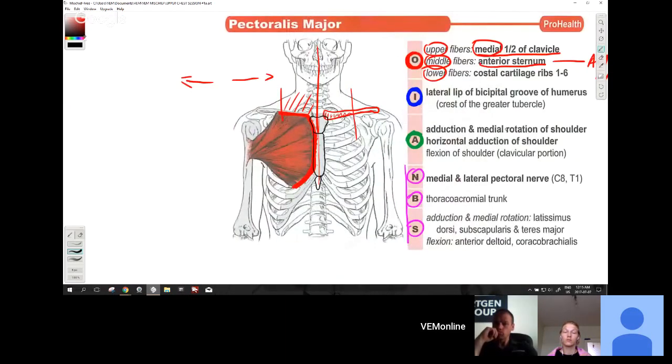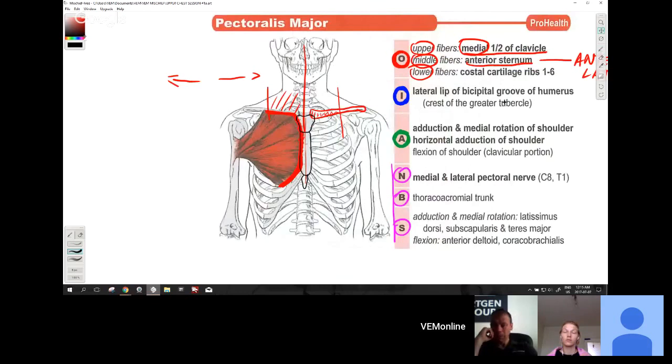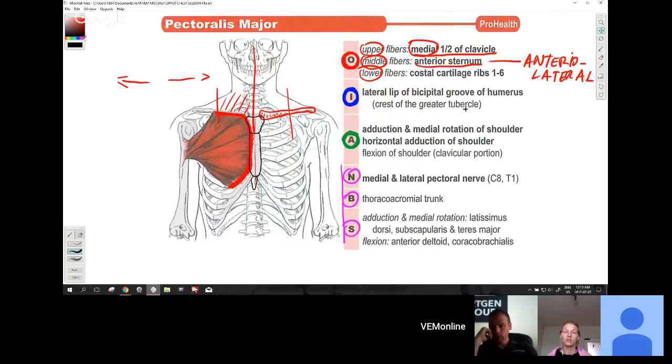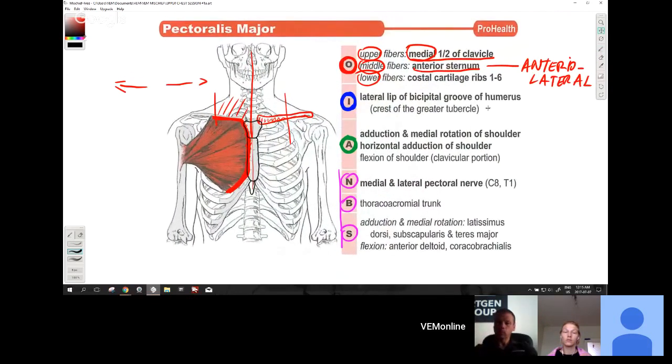And the lower fibers originate from costal cartilages, ribs 1 through 6, basically the highest six ribs. We count ribs from the top: first, second, third, and so on. We have 12 total. I have a video about ribs, where I talk about true ribs, false ribs, and all that. That's one of the first videos, so you can take a look. We're not going to review ribs today.